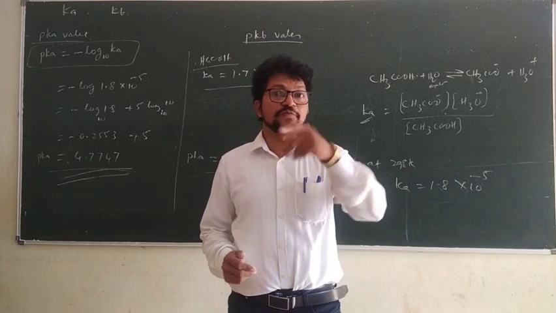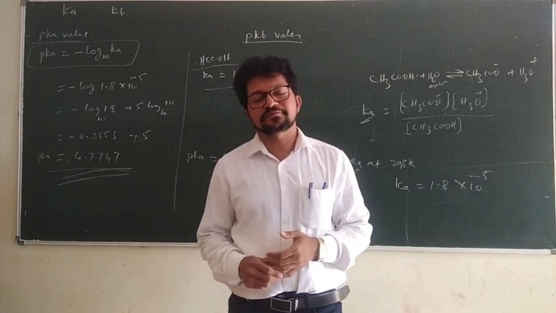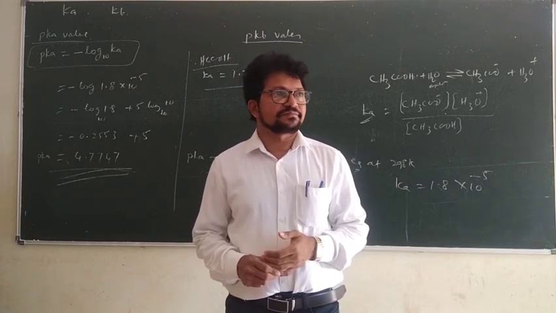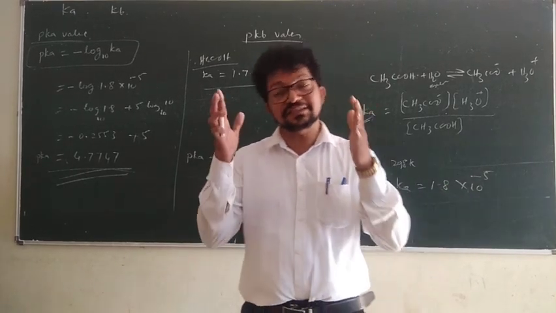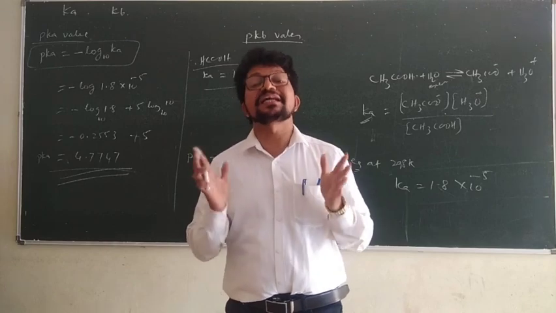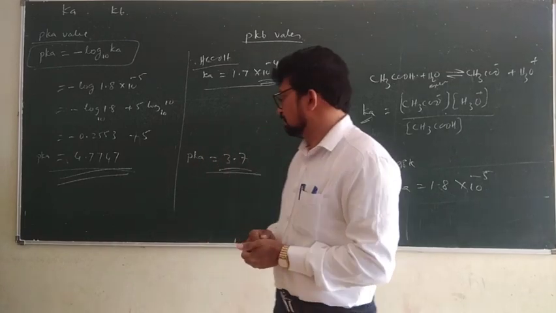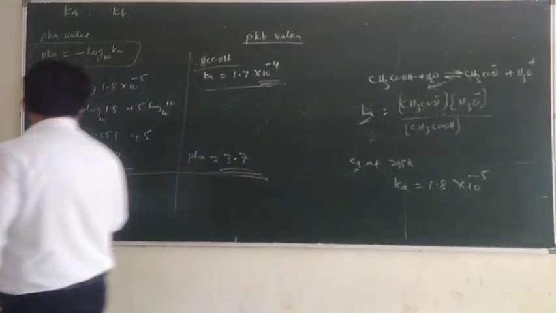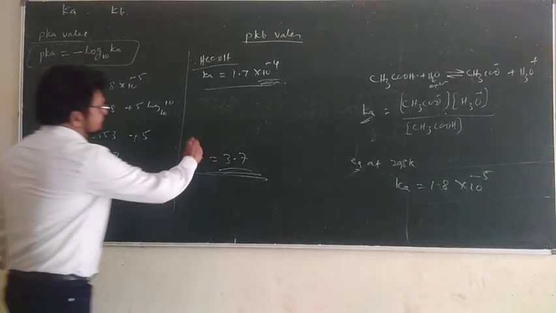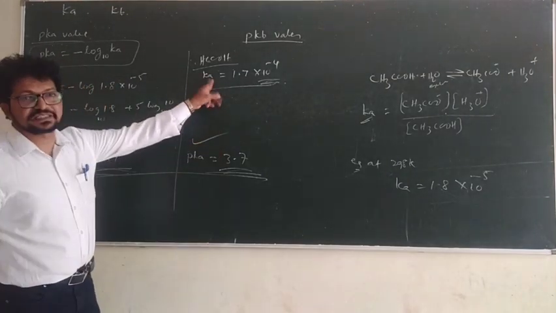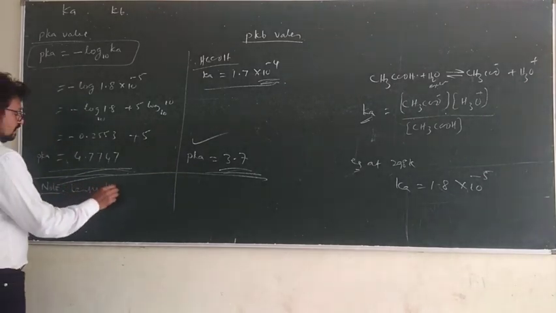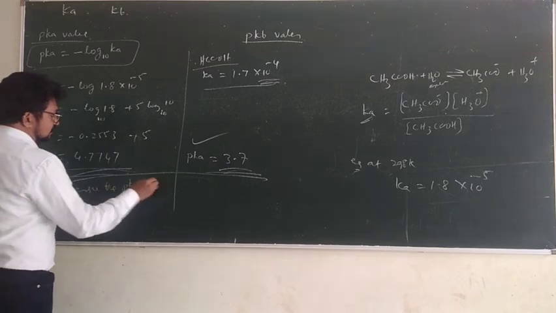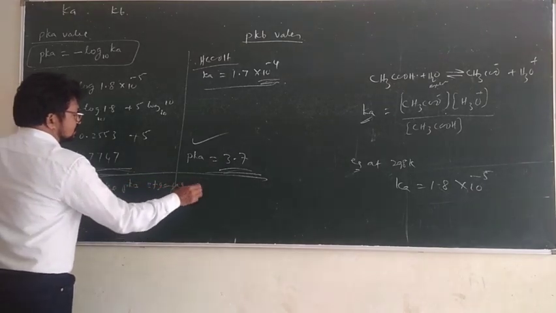A difference of 1 unit of pKa makes a difference of strength of 10 times. So it means formic acid is strong. This is strong because this Ka is larger. So lesser the pKa, stronger is the acid.